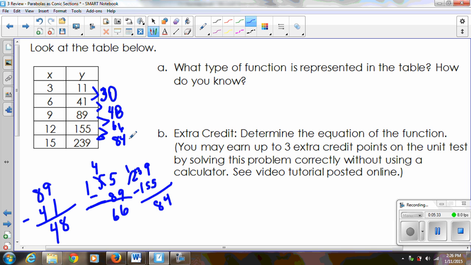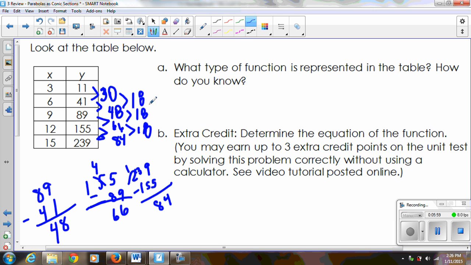Okay, so clearly since the first difference is not the same, since I didn't get the same value every time, I know this can't possibly be linear. So the next thing I do is I find the next difference to see if there's a common value there. From 30 to 48 is a difference of 18. From 48 to 66 is a difference of 18. And from 66 to 84 is also a difference of 18.